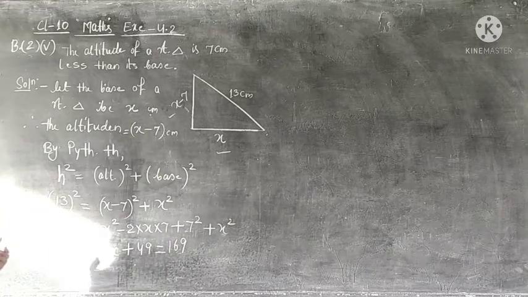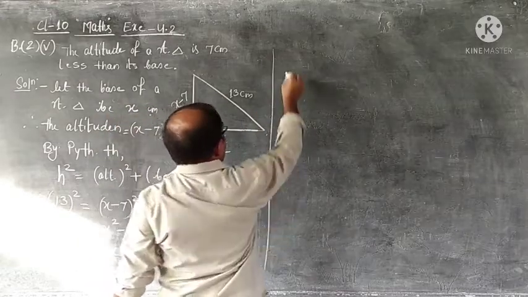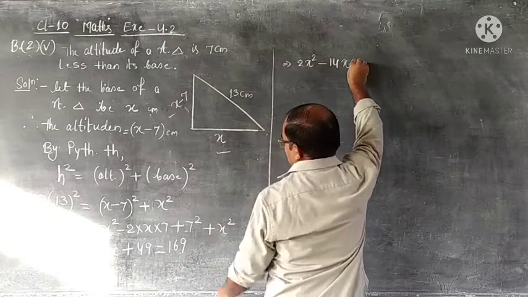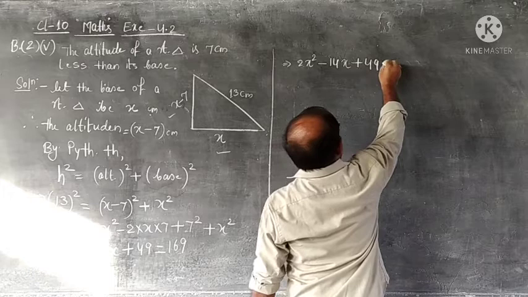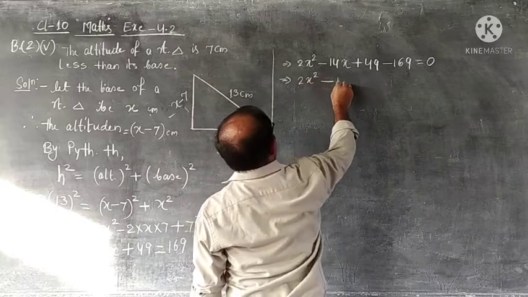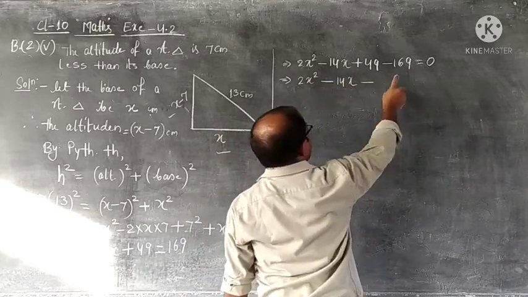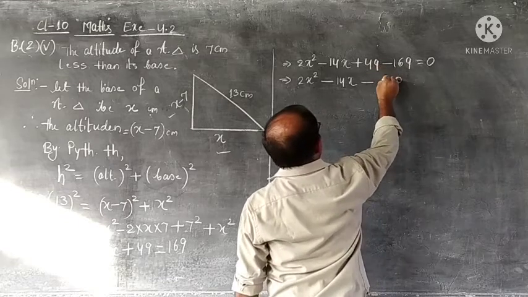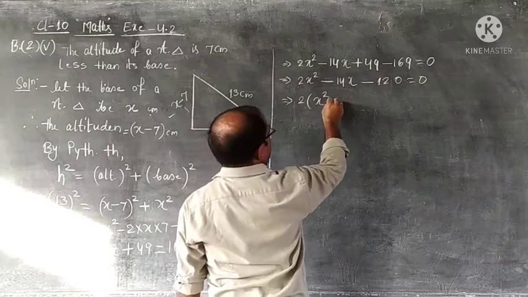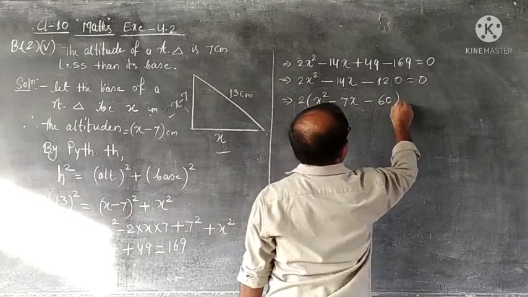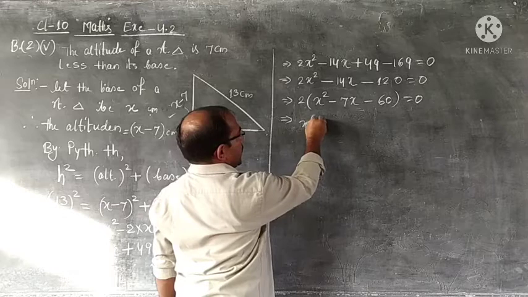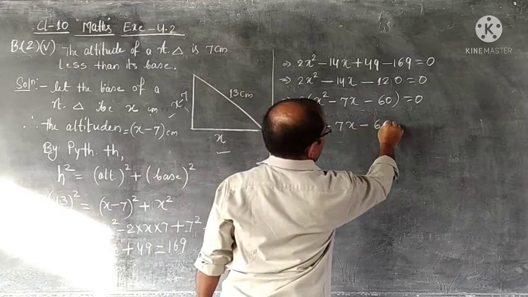Now 169 also we bring to the LHS. So we get 2x square minus 14x plus 49 minus 169 is equal to 0. Still, wherever we can work, we will work. 49 minus 169 is minus 120. Now 2 we can take common: x square minus 7x minus 60. Very simple work. 2 will go to the RHS and become 0. We get the quadratic equation x square minus 7x minus 60 equal to 0.